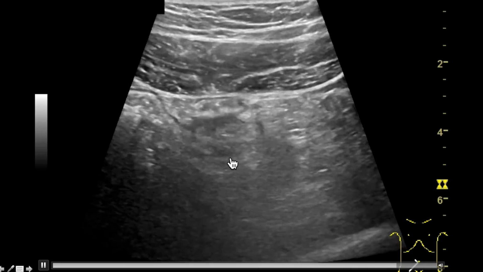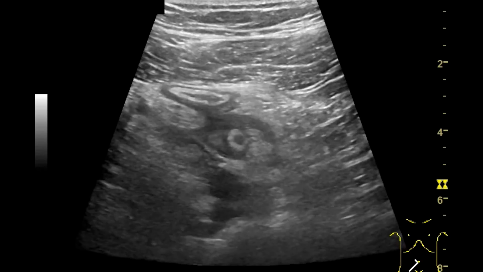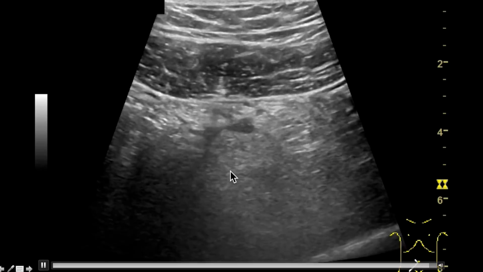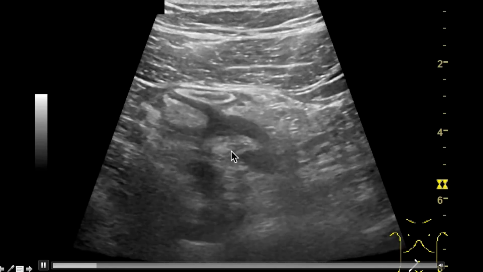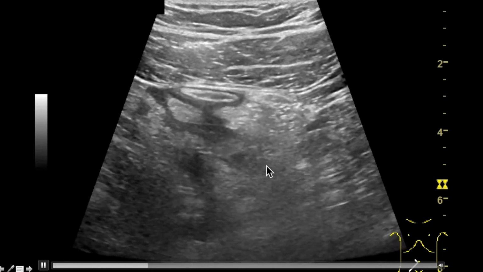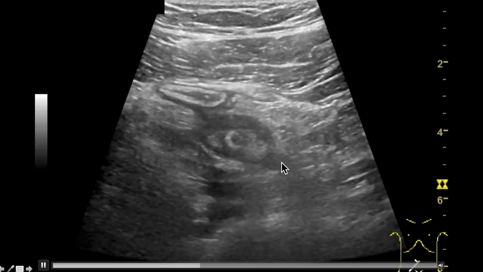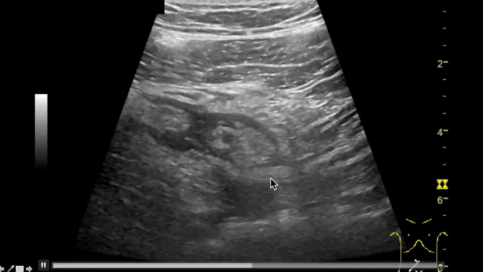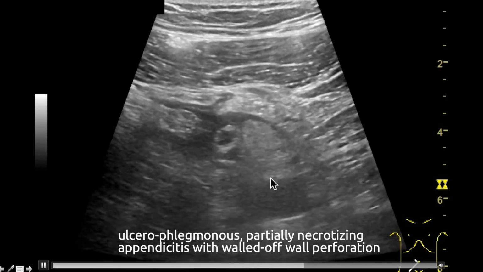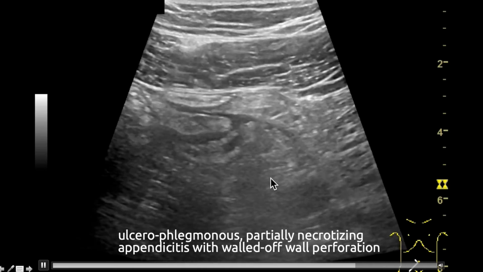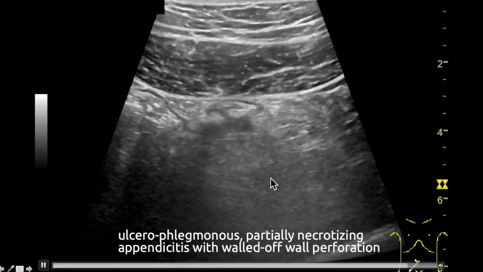Was your presumptive diagnosis confirmed? I hope you recognized it. This was an appendicitis. And when the young person was operated on, the pathology showed the confirming findings, an ulcerative, phlegmonous, partly necrotizing appendicitis. We also found a covered perforation of the wall.